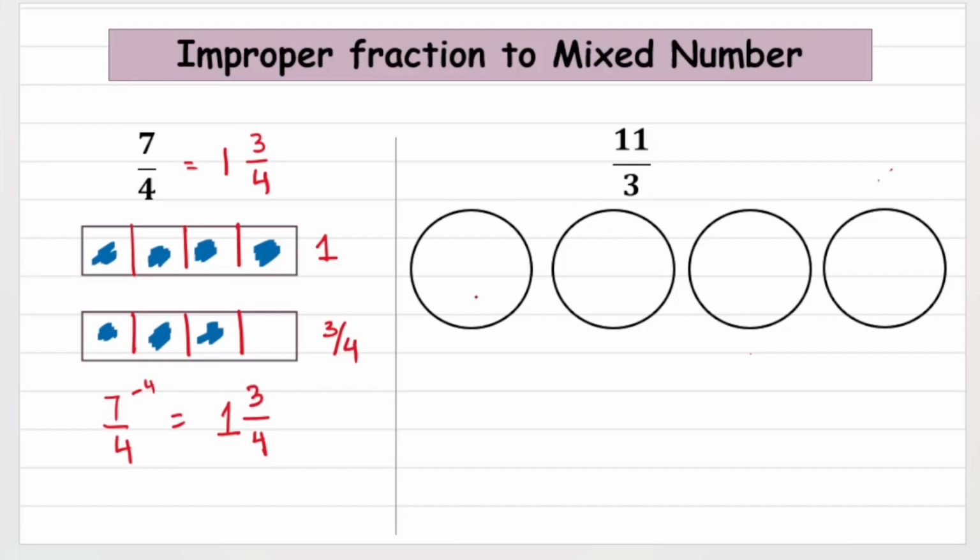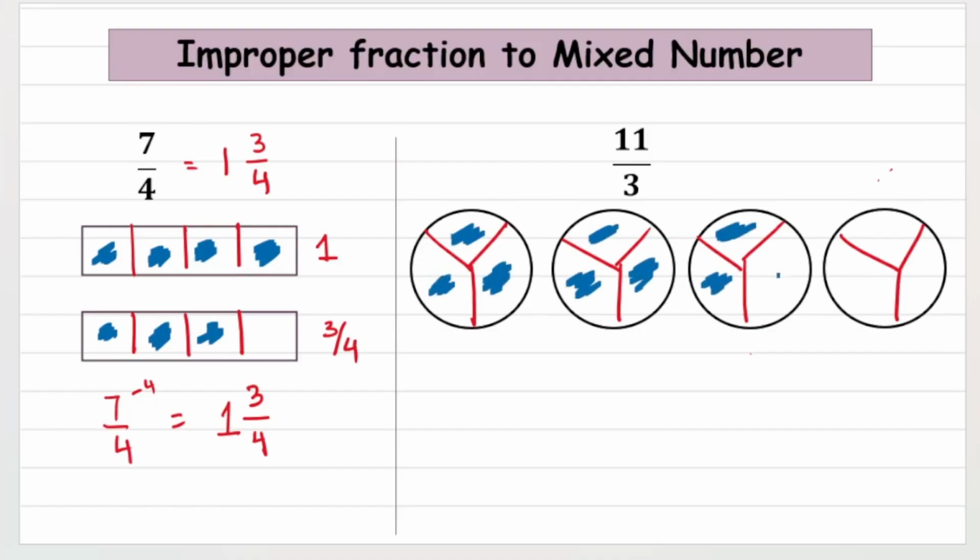Next one, 11 thirds. This time we will be using fraction circles. Divide each of the fraction circles into 3 equal parts. These are 11 thirds in 4 fraction circles. Now let's see how many parts are shaded. One whole, one whole, one whole, and over here we have 2 thirds. So 1, 2, 3. So it's 3 and 2 thirds.